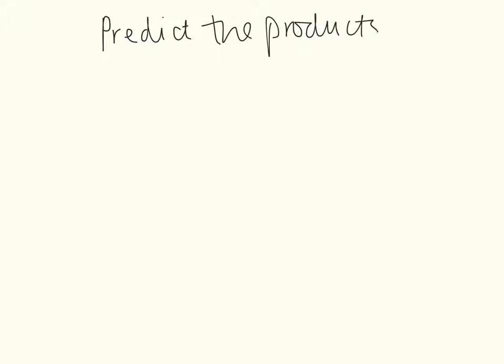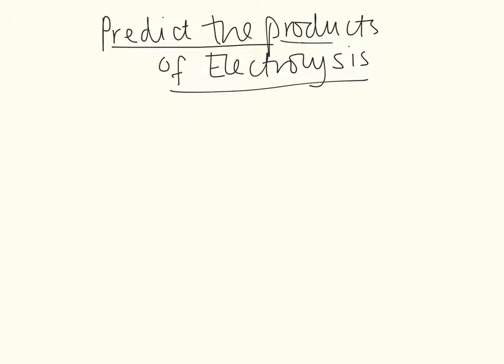Okay, this quick clip is designed to help you predict what you will make at the electrodes. So we're going to call it predicting the products of electrolysis, and we're going to produce almost a key to help us decide. So first question, whenever you're predicting the products of electrolysis, you need to talk about the electrodes separately. So the first question you should ask yourself is, which electrode am I talking about?